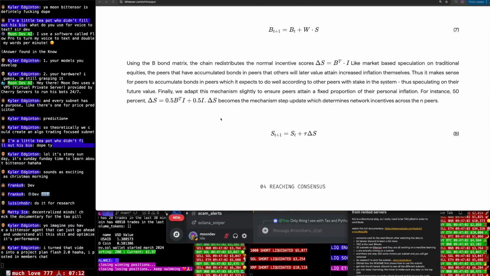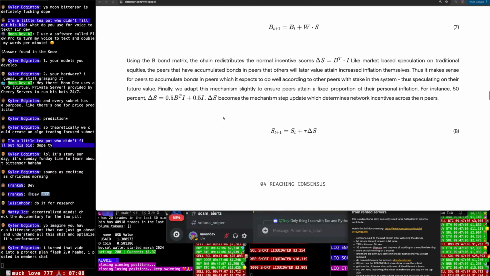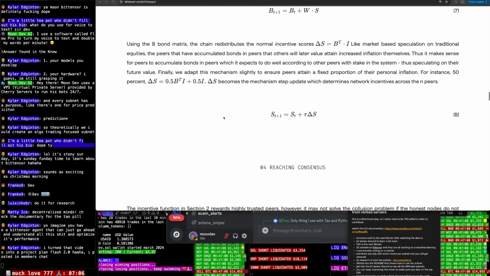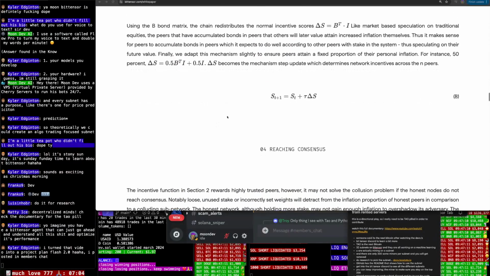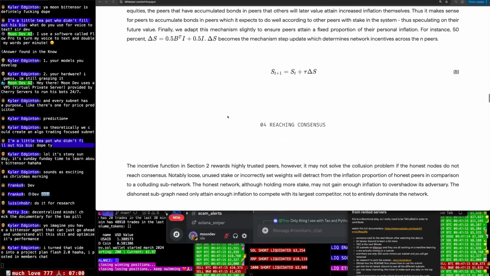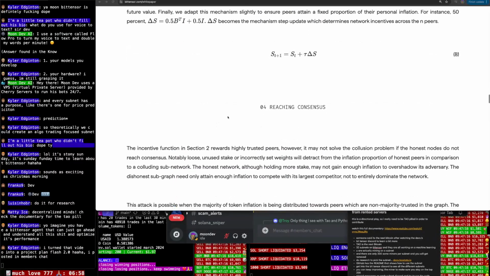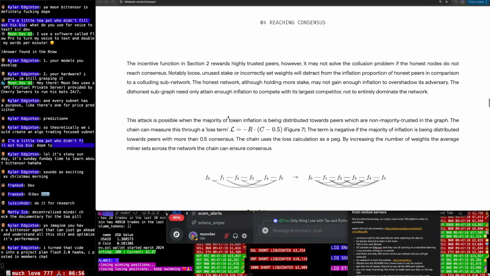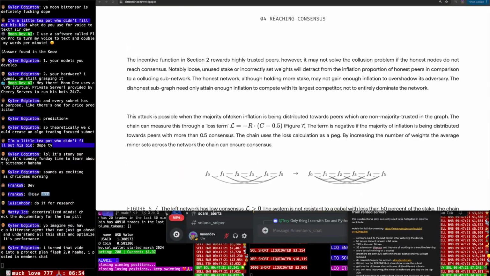Finally, we adapt this mechanism slightly to ensure peers attain a fixed proportion of their personal inflation. For instance, 50% becomes the mechanism step update, which determines network incentives across the N peers. The incentive function in section 2 rewards highly trusted peers. However, it may not solve the collusion problem.